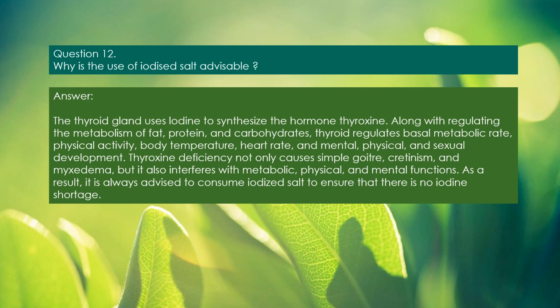So thyroxine deficiency can cause a lot of issues like goiter, cretinism, myxedema, and it also interferes with the metabolic system, the physical and mental functions. So to avoid all of these issues, we need to consume iodized salt so that there is enough iodine in the body for synthesis of the hormone thyroxine.